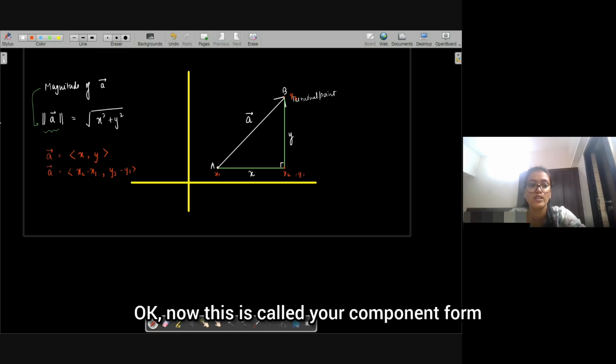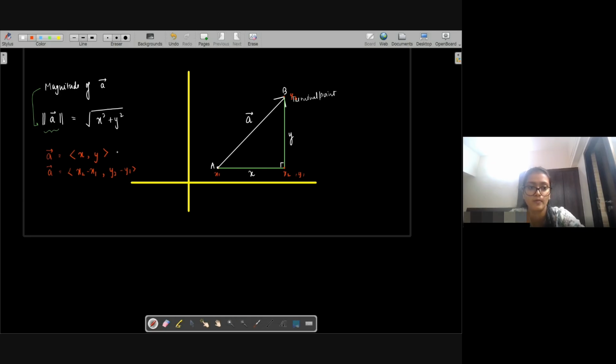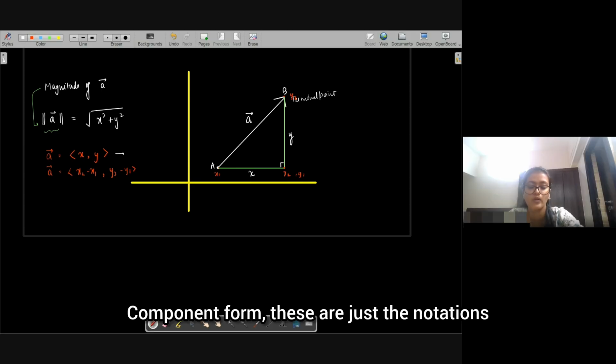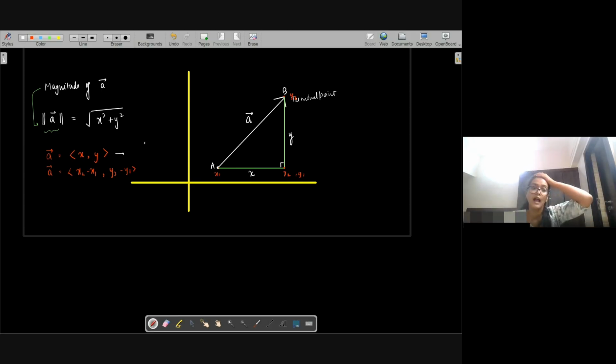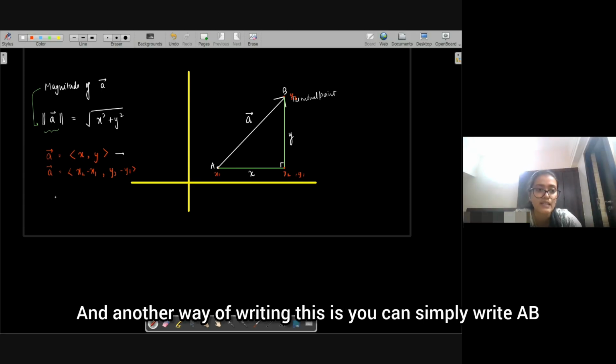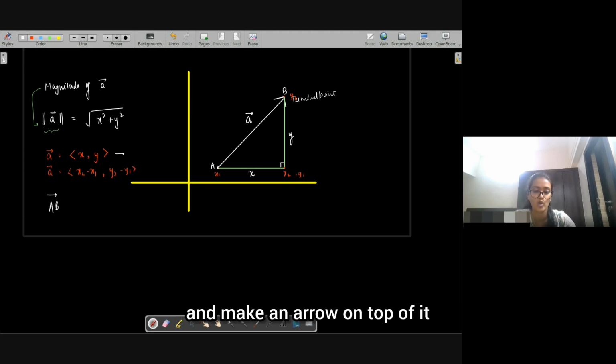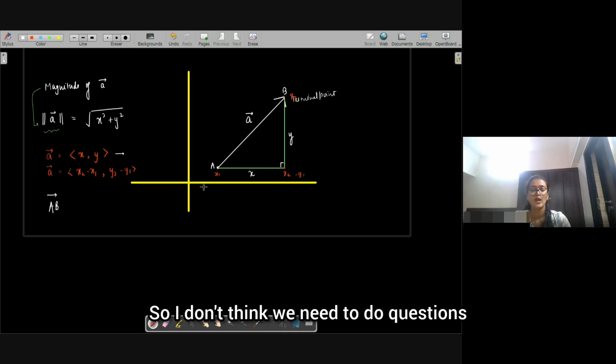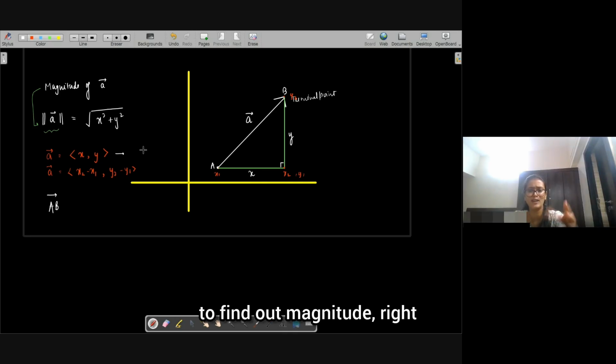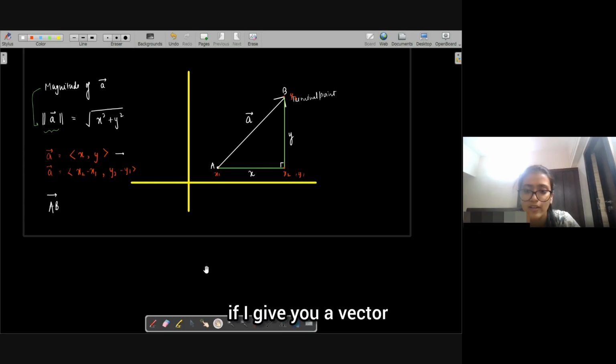Now this is called your component form. These are just the notations. Another way of writing this is you can simply write AB and make an arrow on top of it. That also represents a vector. So I don't think we need to do questions to find out magnitude, right? It's very easy. You can find the magnitude if I give you a vector.